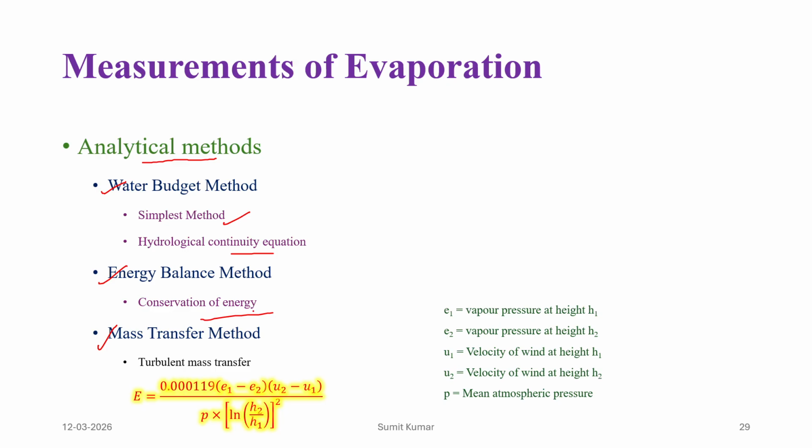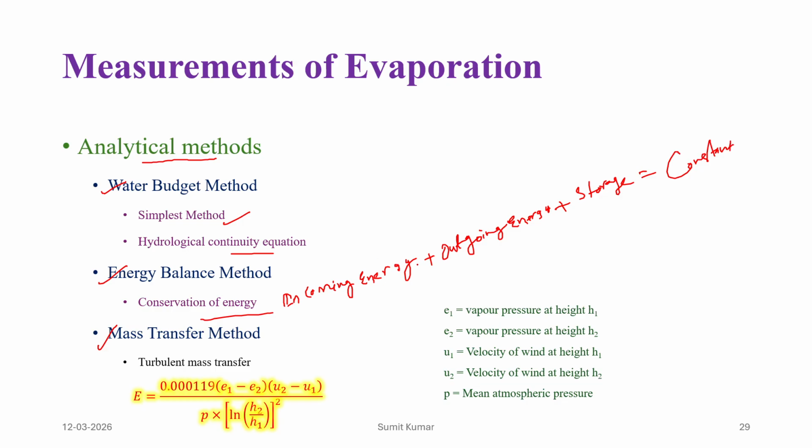The energy available for evaporation is determined by considering all incoming energy plus outgoing energy plus any storage, which is equal to constant. There is no change.